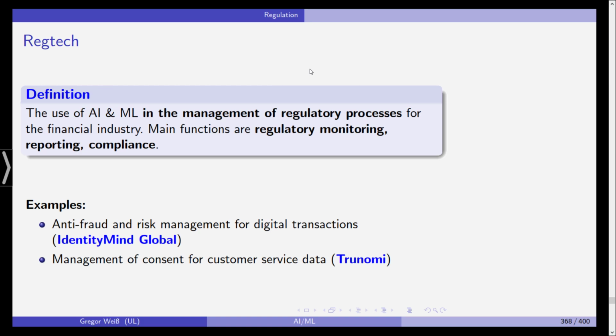Put differently, every time a bank, a financial institution, an insurance company uses AI and or ML in order to improve regulatory processes internally, this is what we call Regtech. And why do we even have a special name for this, like Regtech? Because many regulatory processes have become more and more complex in reality.